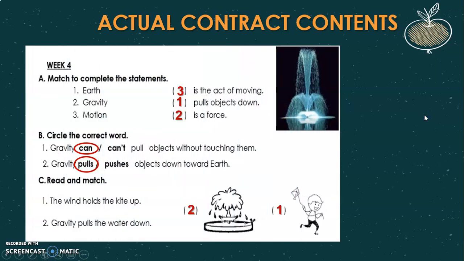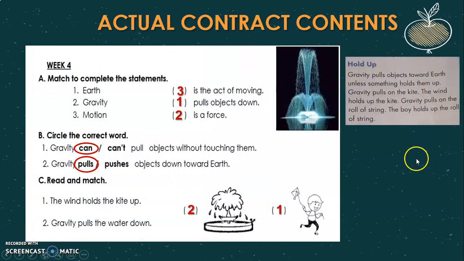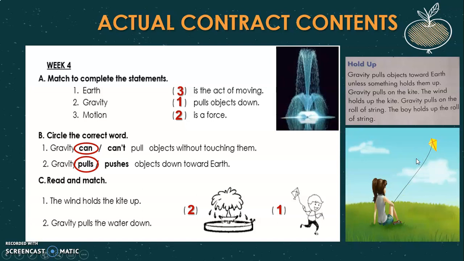These are the actual contract contents, okay? This is something that we have already studied on previous weeks, but we had to make this review before proceeding to finish. We are about to conclude the school year. Wow, amazing. So we had, for instance, on our contract, we had to match to complete the statements, and we had three options. Number 1 was Earth, number 2 was gravity, and number 3 was motion.